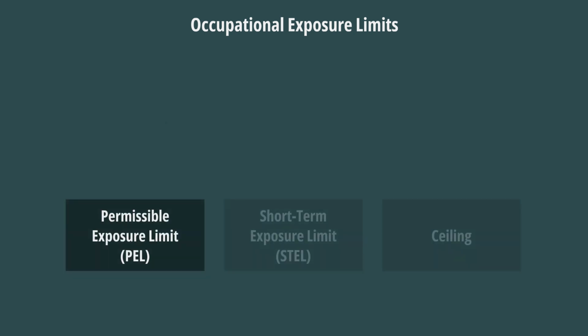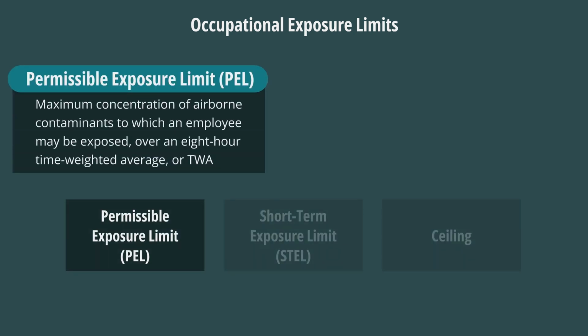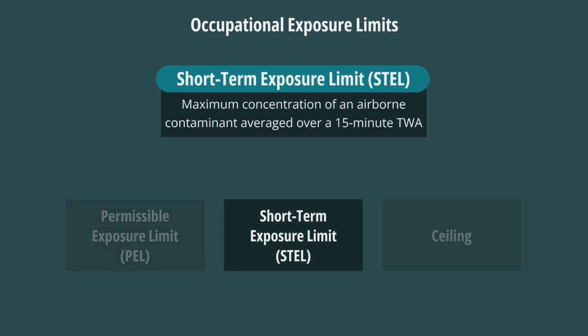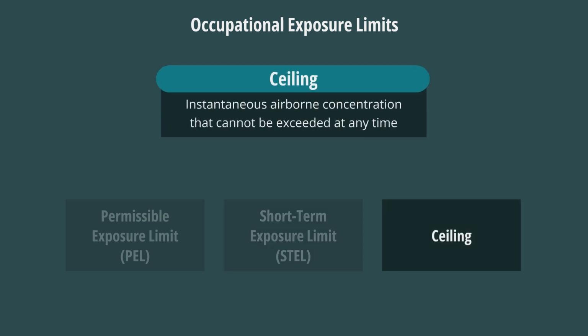OSHA's regulatory limits include the permissible exposure limit, or PEL, which is the maximum concentration of airborne contaminants to which an employee may be exposed over an 8-hour time-weighted average, or TWA. The short-term exposure limit, or STEL, is the maximum concentration of an airborne contaminant averaged over a 15-minute TWA. Another exposure limit, the ceiling, is an instantaneous airborne concentration that cannot be exceeded at any time.